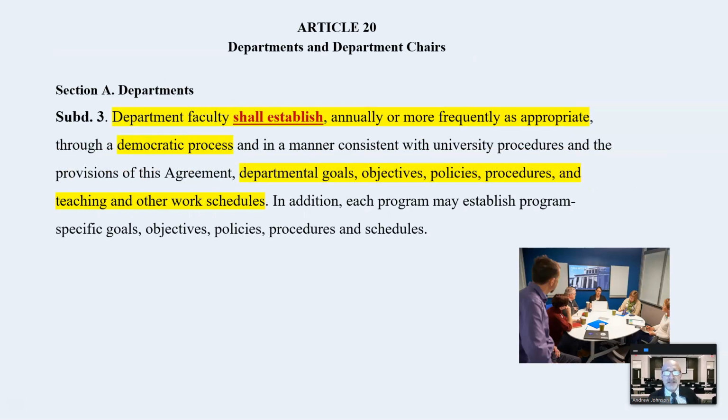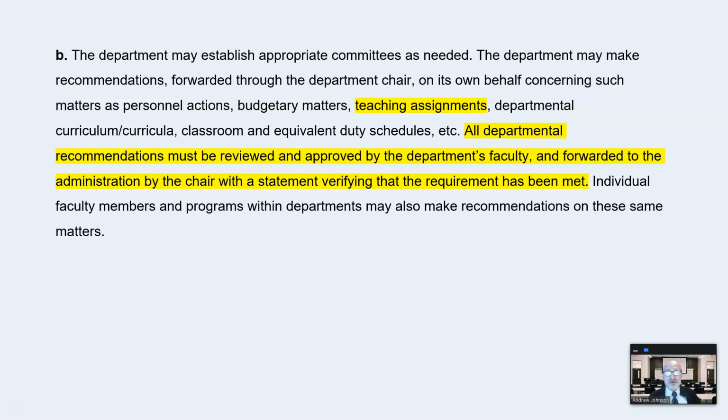All department recommendations must be reviewed and approved by the department's faculty. These are recommendations related to the teaching load and schedule, but also tenure and promotion. The department does not make these decisions. The department recommends. The dean is ultimately responsible for making the decisions. The dean can override any departmental decision. That's the way it works under the IFO.